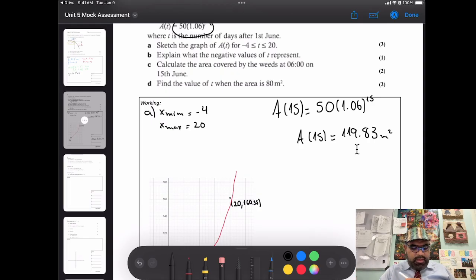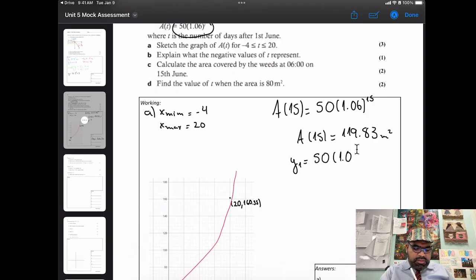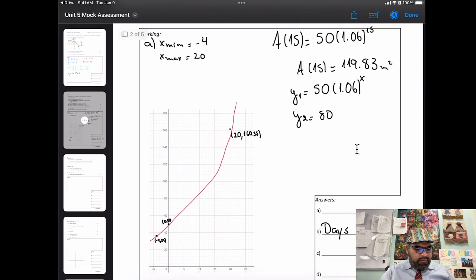Great. And the last one, D, is find the value of T when the area equals 80. Guys, you have to go to the calculator again, but you have Y1 already, the equation there. Y2 for us now is 80. Y1 is the equation 50 times 1.06 to the x power, and Y2 equals 80. You are looking for this intersect here, which you will probably find is t equals 8.07.